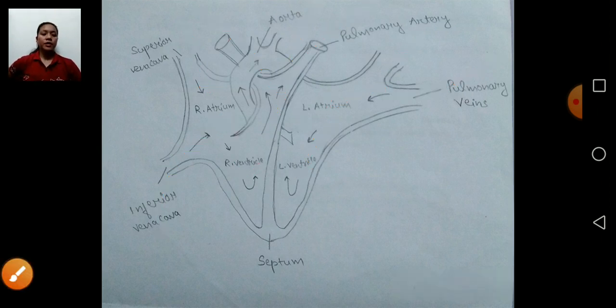This is the circulatory process of the heart. The impure blood comes from the superior vena cava and inferior vena cava to the right atrium. From there it goes to the right ventricle, and through the pulmonary arteries it goes to the lungs for purification. After purifying, the purified blood comes to the heart through the pulmonary veins to the left atrium. From the left atrium it goes to the left ventricle, and from the left ventricle to the aorta, and through the aorta oxygen rich blood goes to the body.